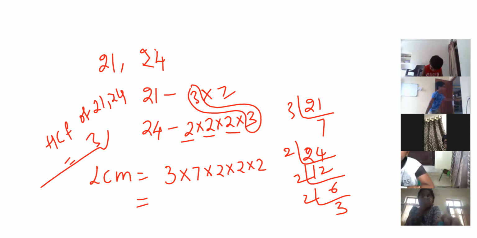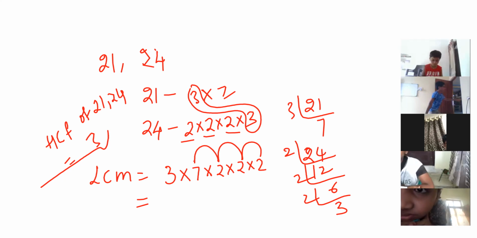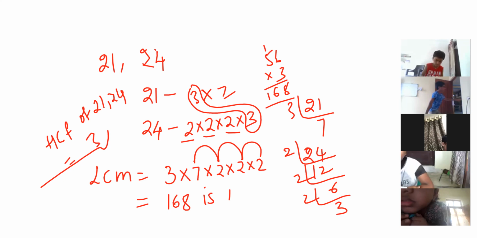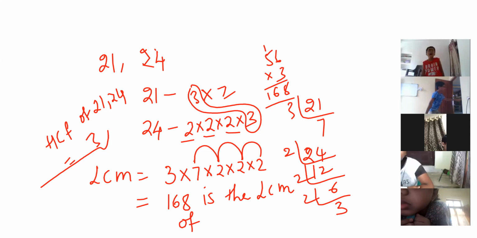2 twos are 4. 4 twos are 8. 8 sevens are 56. 56 into 3 is 168. 168 is the LCM of 21 and 24. Let me give you one more example for your clear understanding.